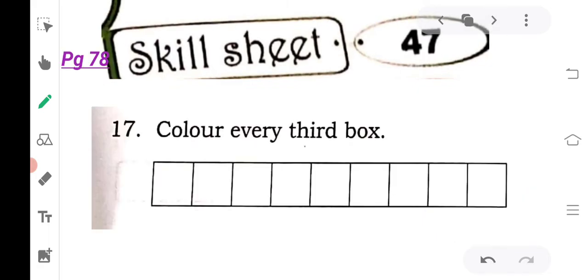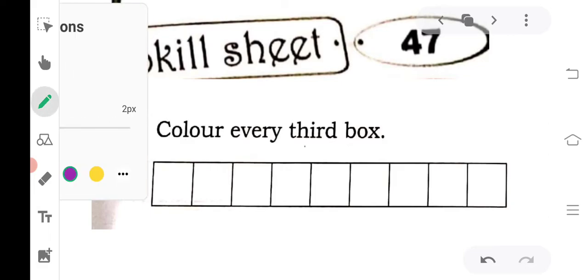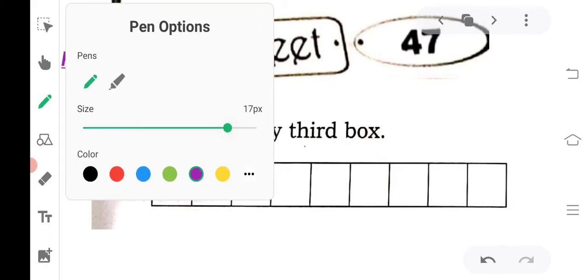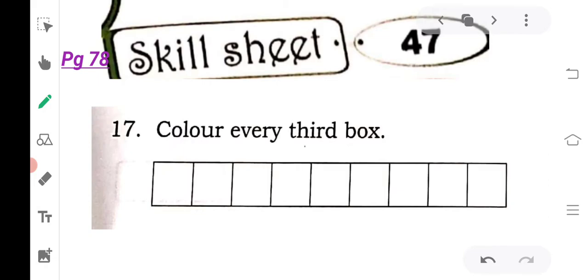Now we move to the next question given in your skill sheet 47 on page number 78. Color every third box. Children, you have to color every third box. Count first, second, third. So this is your third box. You will color this third box like this. Then again count first, second, third. You will color this third box properly. And the next, first, second, third. So you will count the third box. Every third box you have to color. So clear? You all will color it nicely.